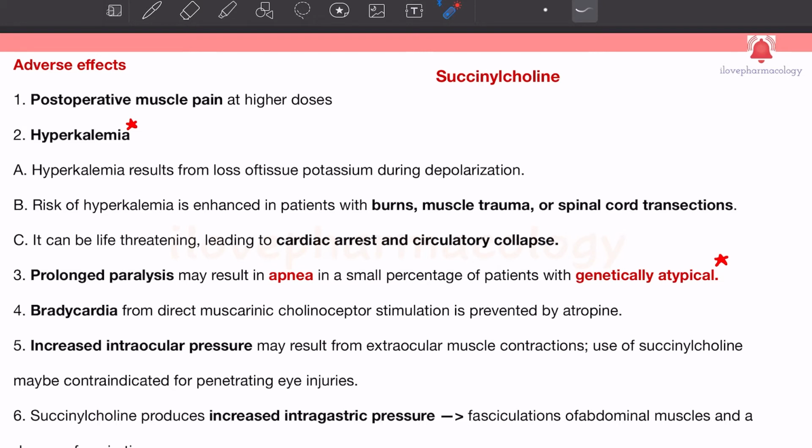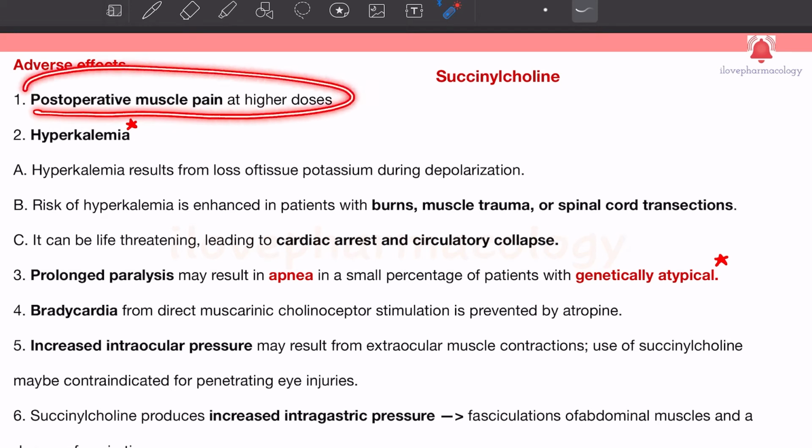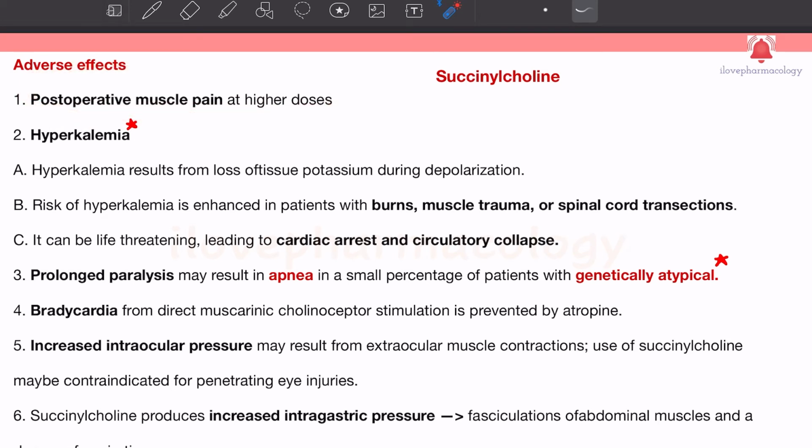It will cause post-operative muscle pain at higher doses. So post-operative muscle pain at higher doses is the most common adverse effect seen with succinylcholine post-operatively, as well as it can lead to hyperkalemia. So please remember, succinylcholine can lead to hyperkalemia, and this hyperkalemia can result from loss of tissue potassium during depolarization.